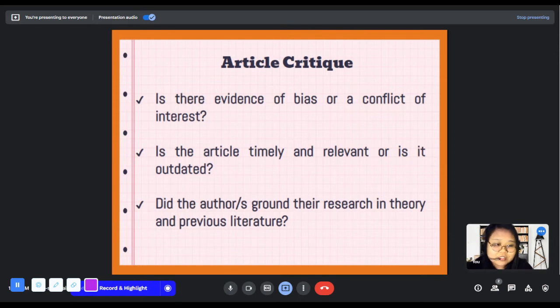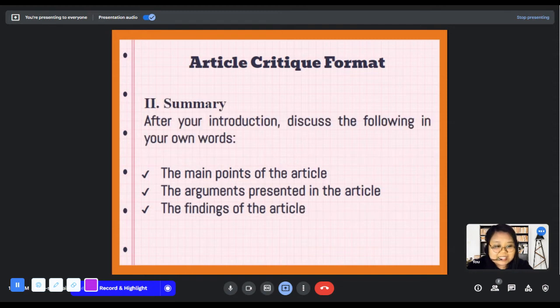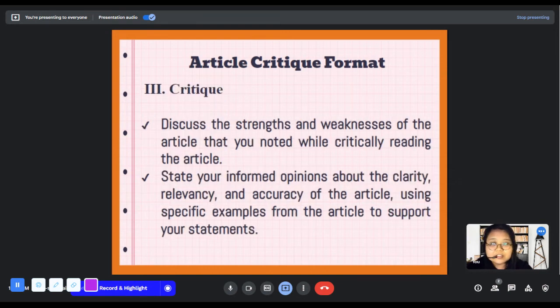You have to remind yourself that there are studies that started out from a theory or previous literature or study. So these are the things that you need to include in your introduction: the author's name and the title of the article, the author's main point, and a thesis statement that previews your analysis. For your summary, when we say summary, you use your own words: the main points of the article, the arguments presented in the article, and lastly, the findings of the article.